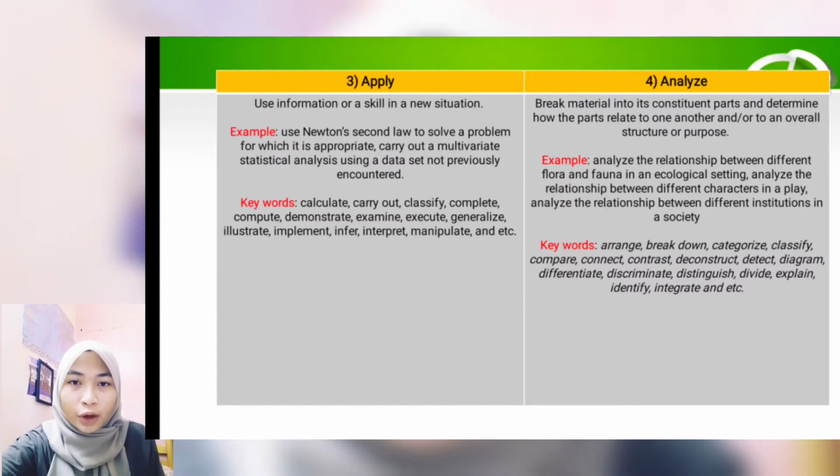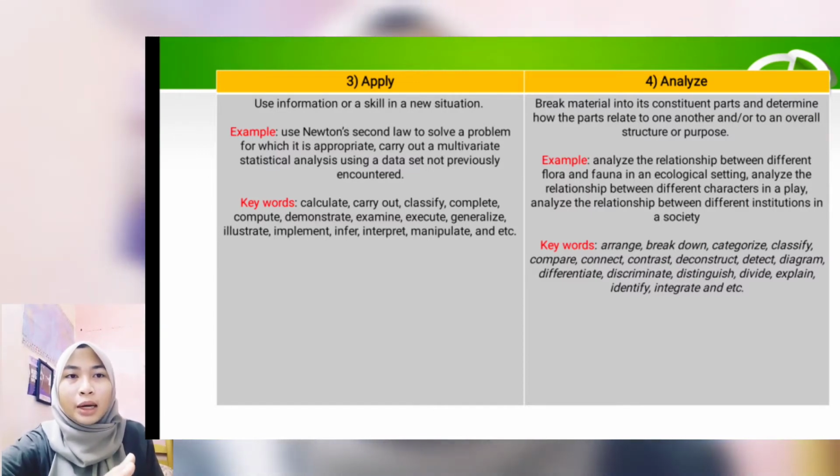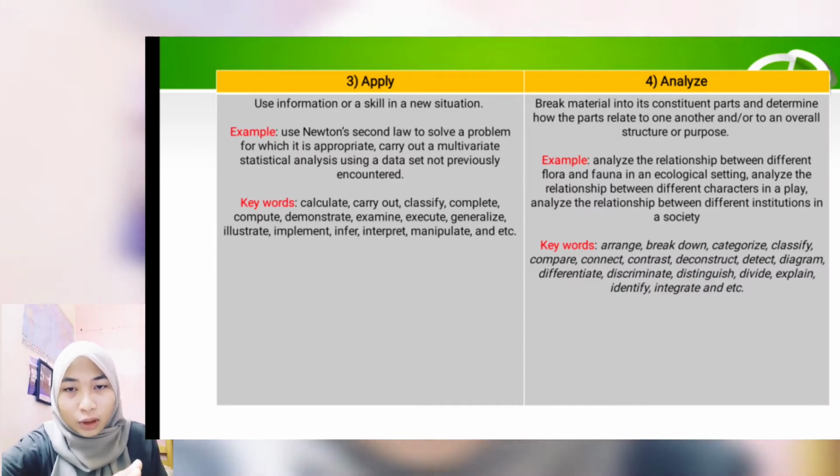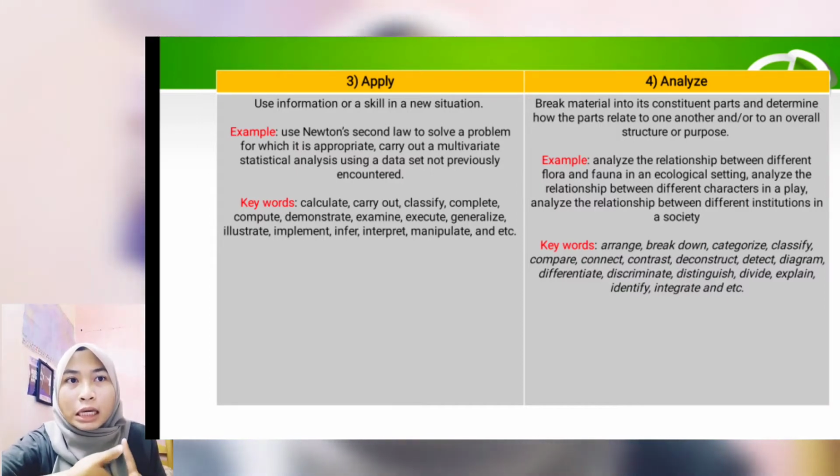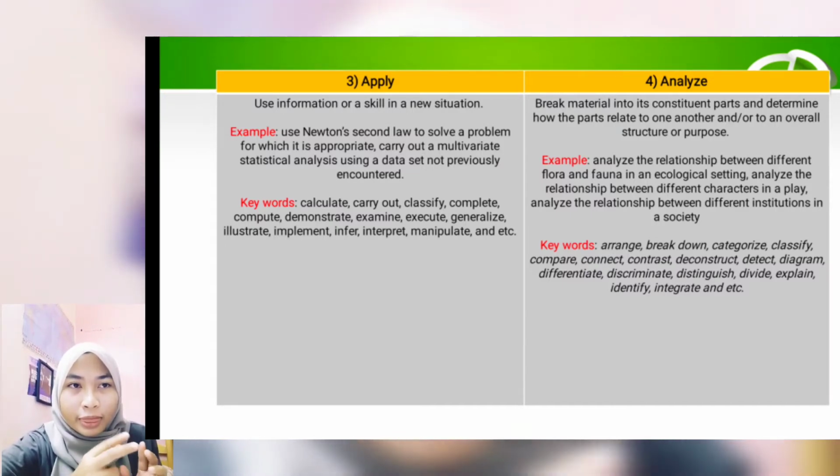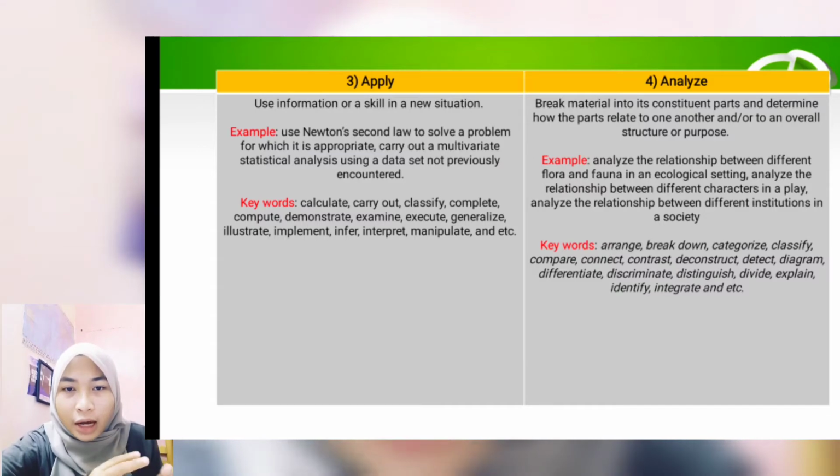For example, for the physics student, if they learn about Newton's laws, they will know about Newton's first law, second law, and third law. So from those laws, they will carry out something to apply to solve their problem. From that, we can understand what is applying.